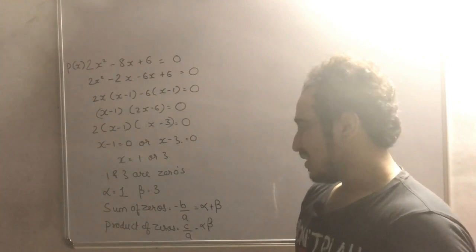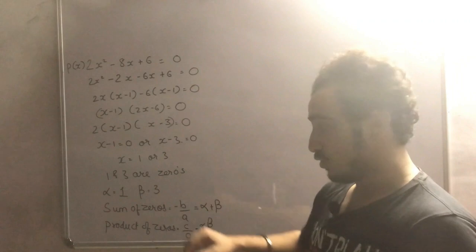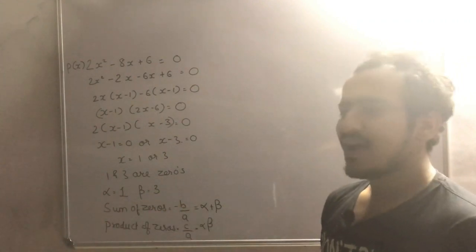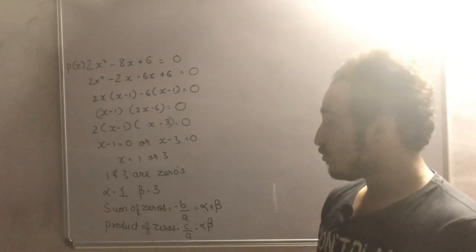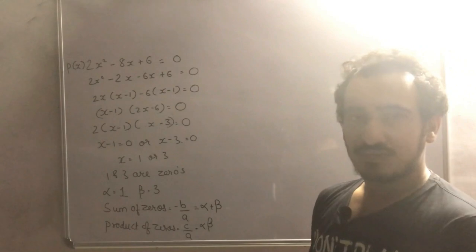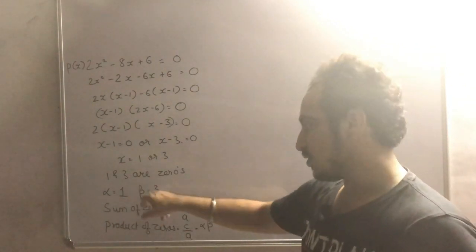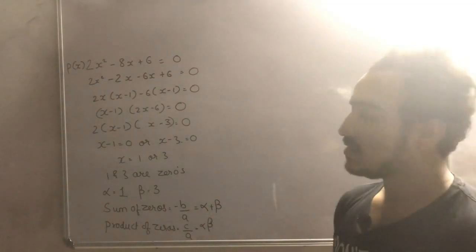Okay, so now suppose I give a symbol to these zeros, alpha and beta. Alpha and beta are Greek symbols, and I will give the history of these symbols in one of the videos. So alpha equals 1 and beta equals 3. These are the two zeros of the polynomial 2x square minus 8x plus 6.